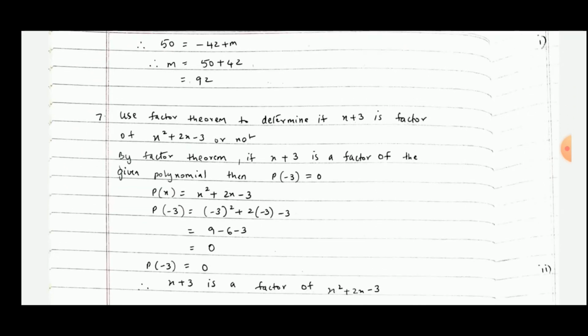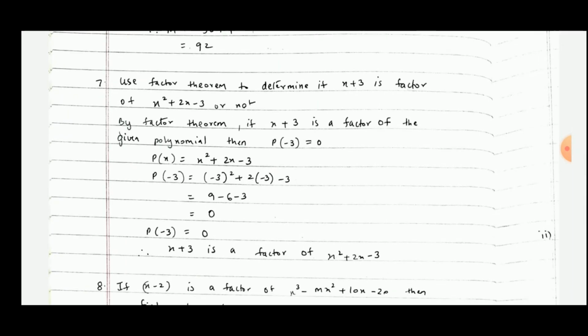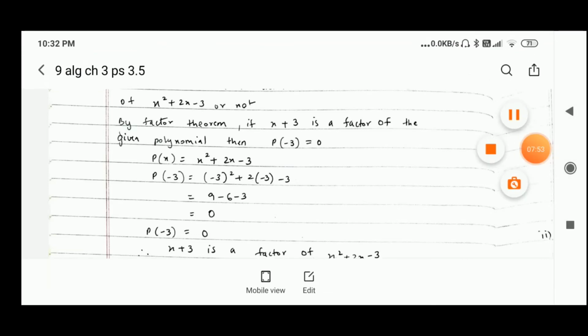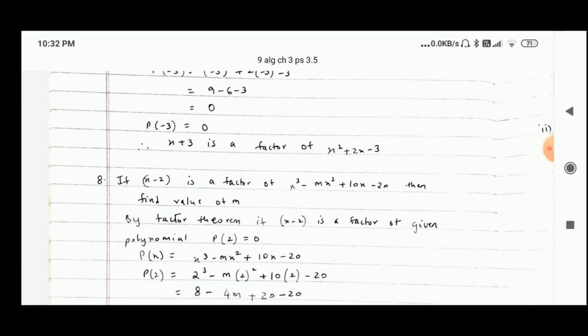Now seventh sum, use the factor theorem to determine whether x plus 3 is a factor of x square plus 2x minus 3 or not. So here opposite of plus 3 is minus 3. So find out the value of the polynomial at x is equal to minus 3, and if you get the answer 0, then x plus 3 is the factor of x square plus 2x minus 3.